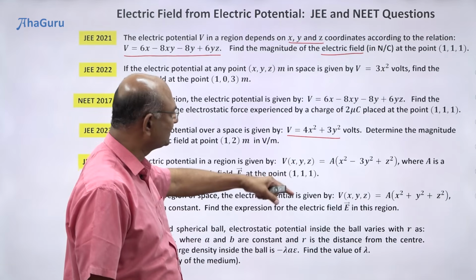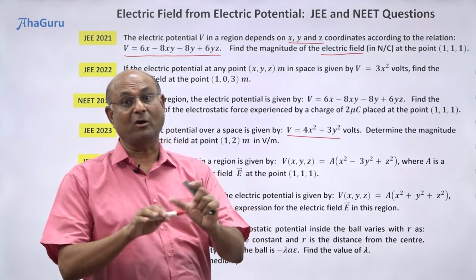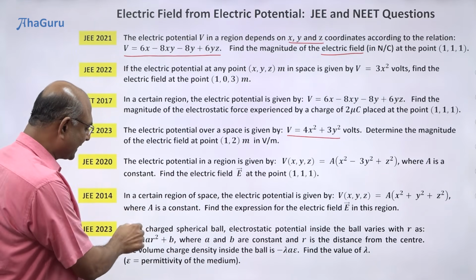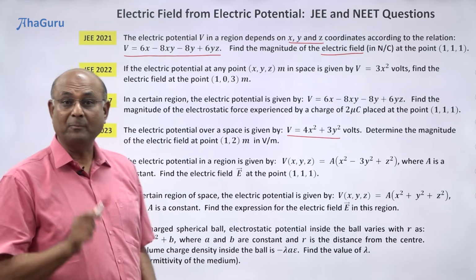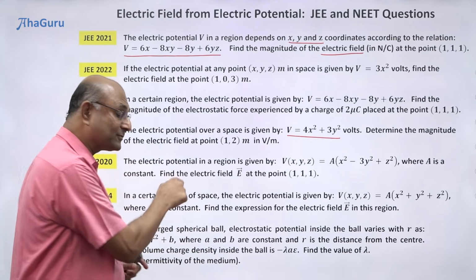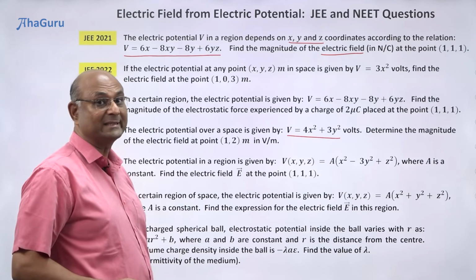In fact, all of these questions are very similar. Once you know how to solve one of them, you can solve all of them, except the last one, which is a little bit more tricky. Here they have given the potential as a function of R. That is not the tricky part. They have not asked for the electric field. They have asked you to find the volume charge density.